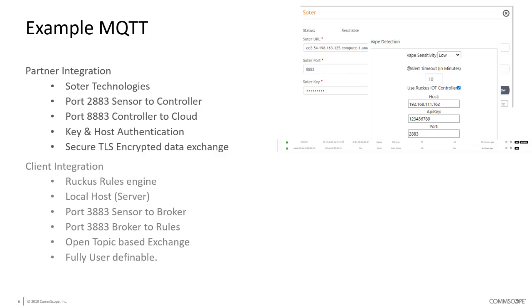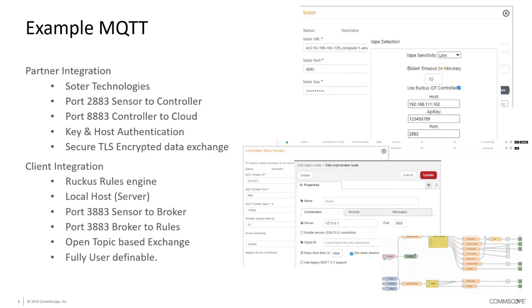Another example, though, is how we actually integrate that within the rules engine. So here we can use the client integration broker. So here we're utilizing what we call the controller data stream to connect to the local broker on port 3883, and we're able to now publish information from the controller through MQTT and into our rules engine. So here we configure the controller data stream, we configure the rules engine, and then we can build a rule to monitor data coming from the controller through the MQTT broker and into our rules.